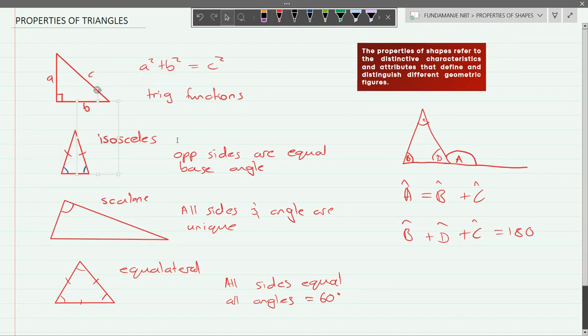And if it's a right angle triangle, we also have these additional laws, the trig functions and Pythagoras theorem. The other triangles, yes, we can apply the cosine rule and the sine rule, but it's mostly the right angle triangle that we can apply the trig functions and the Pythagoras theorem to.